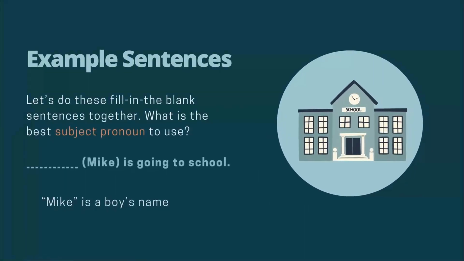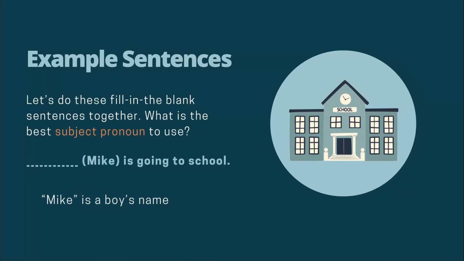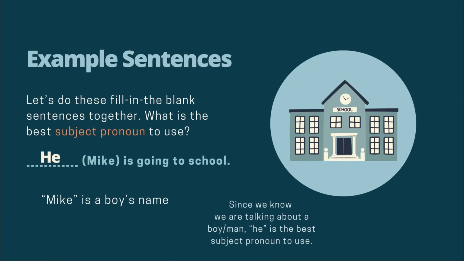And so for this example sentence, let's have a look. It says, Mike is going to school. And here, in case you're not familiar, Mike is a boy's name. So if Mike is a boy's name, then what would be the best subject pronoun to use? He. He is going to school. So he is the best subject pronoun to use because we're talking about a boy in this case. So since we know we're talking about a boy or man, he is the best.